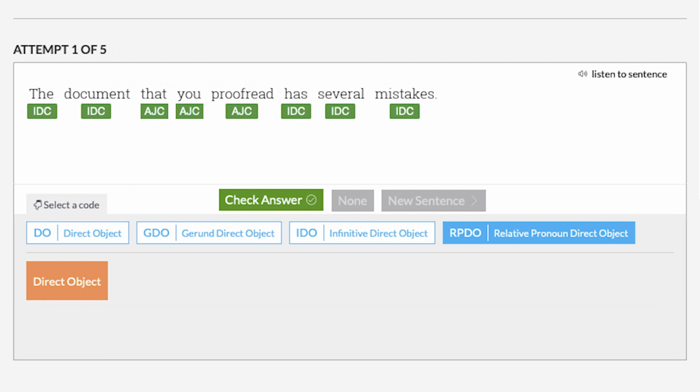It describes which document. The word that is a relative pronoun introducing the dependent clause and functioning as the direct object of the dependent clause that you proofread.